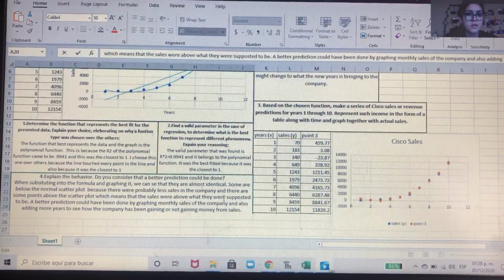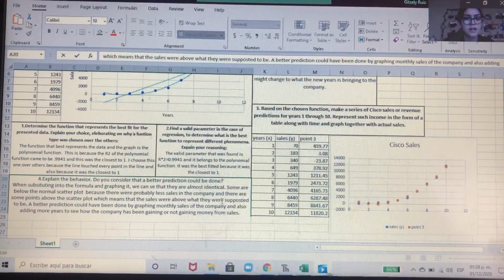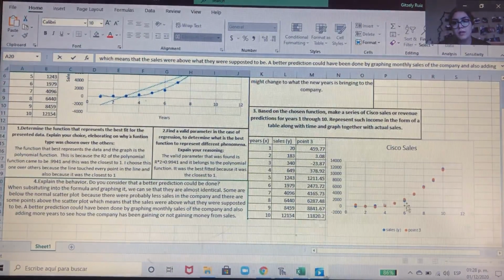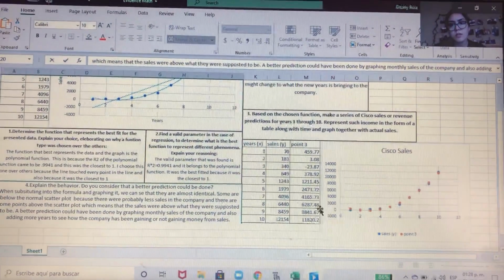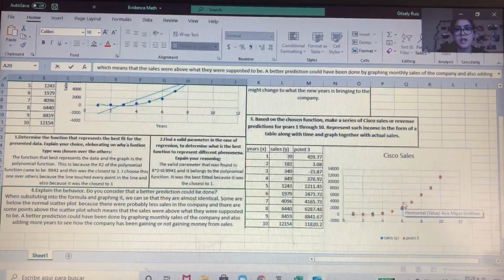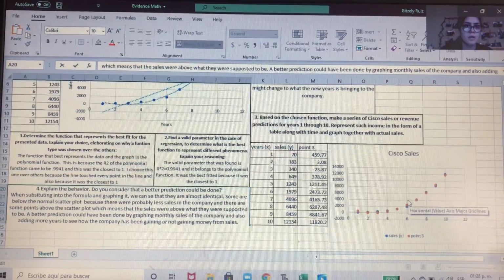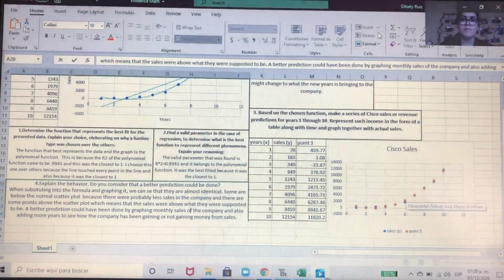A better prediction could have been done by graphing monthly sales of the company and also adding more years to see how the company is gaining or not gaining money from sales. So it would be better to add more information to these graphs, because it is good information, but it's only 10 points. We can't really see how the company's acting. We can see, but it would be more specific if we had more points in the graph.